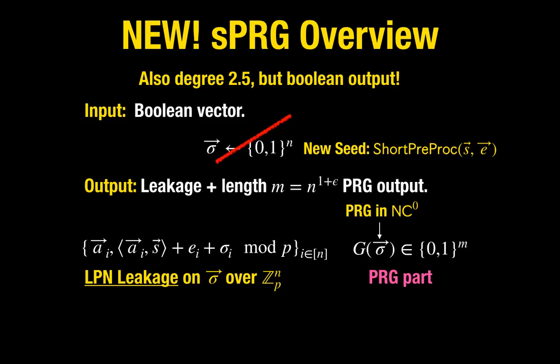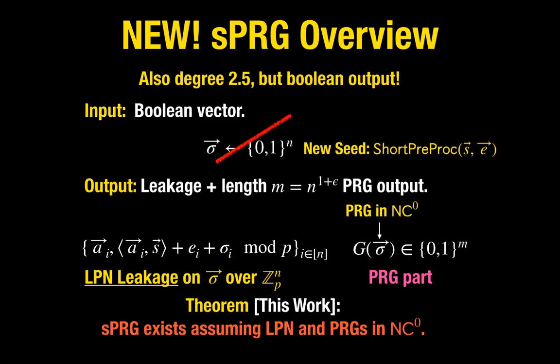But what's so nice is that the adversary only gets to see this PRG output and the LPN samples encrypting sigma. Therefore, you can argue security. We show in this work that you can prove that SPRG exists assuming LPN and PRGs in NC0, and the proof is really trivial. Amit talked about this proof and gave a short proof in his talk. I'm going to just recall it on the next slide. It's a really short proof.